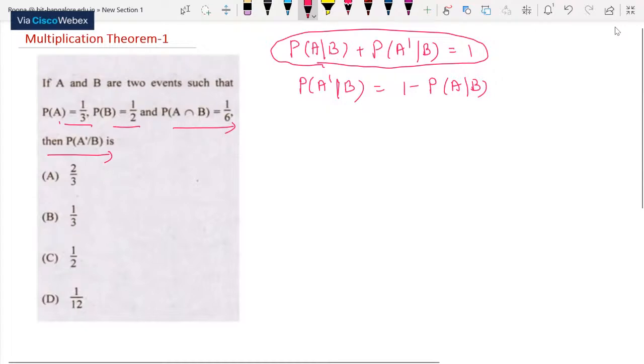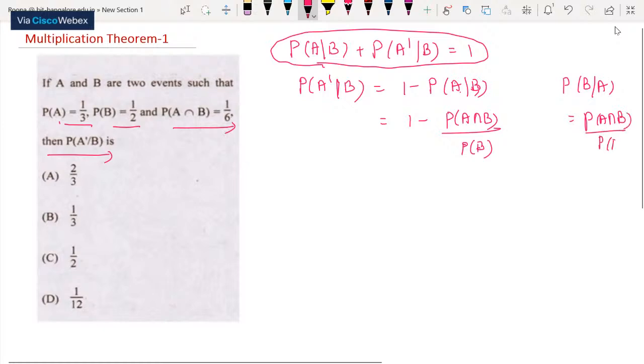Now, probability of A prime slash B is nothing but 1 minus probability of A slash B. You know what the probability of A slash B is from the multiplication theorem: probability of A intersection B divided by probability of B, because after B happened, then only A happens. For which one comes in the denominator? Probability of B. Similarly, probability of B slash A means probability of A intersection B divided by probability of A, because A happened, then only B happens.